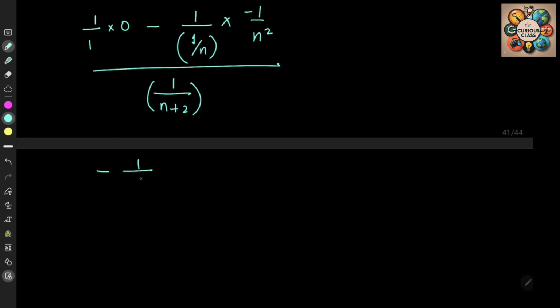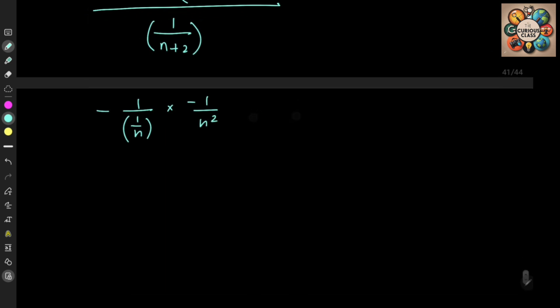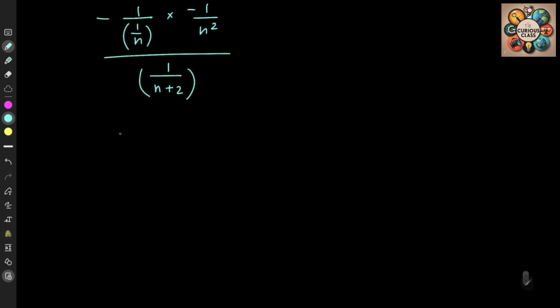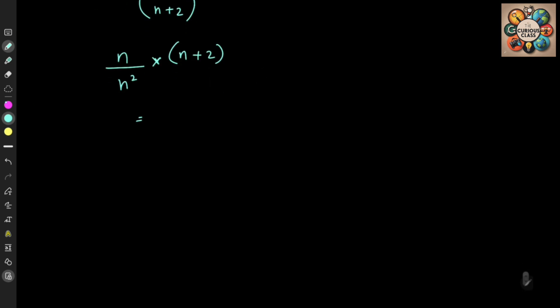And now upon simplifying, just small simplifications are needed. Minus of 1 by n and minus 1 by n square, we're going to multiply in the numerator part, and in the denominator we have 1 by n plus 2, that's not problematic. So now upon further simplifying, we get n by n square, and this denominator thing will go upside down, so it will get multiplied by the numerator n plus 2, this will get cancelled out. Now we are left with n plus 2 by n. So n plus 2 by n, obviously upon splitting we get 1 plus 2 by n, which will tend to 0, and now our answer is 1.